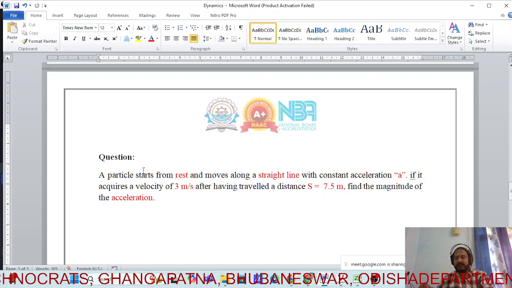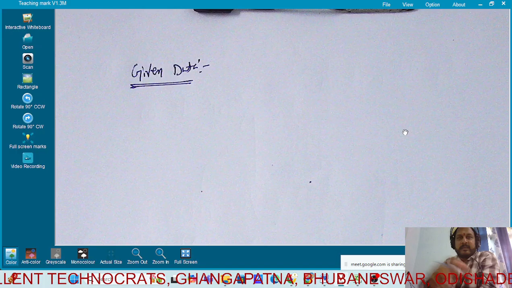You have already written the question. So first, what is the given data? Initial velocity is 0. That is u, small u is 0. What is the final velocity? Final velocity is 3 meter per second. What is the distance traveled by the particle? 7.5 meter. So this is all about the given data. So what are you going to find out? You are going to find the magnitude of acceleration. You are going to find out what is a.